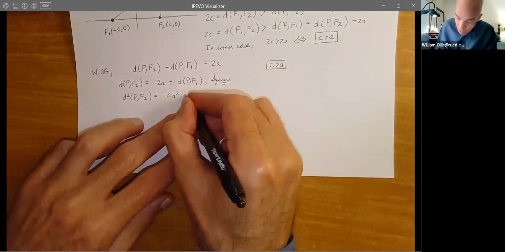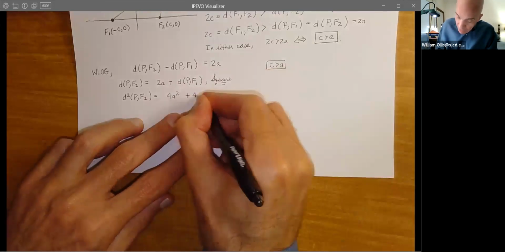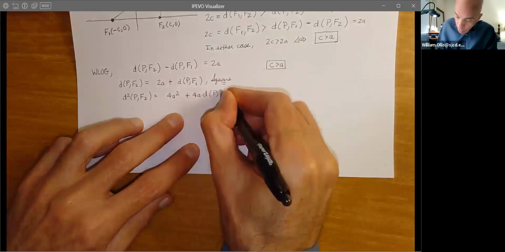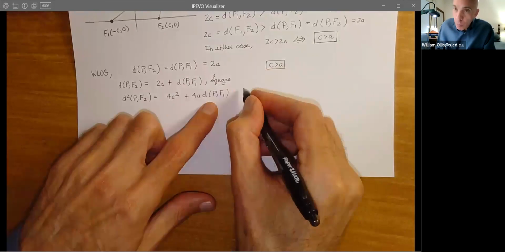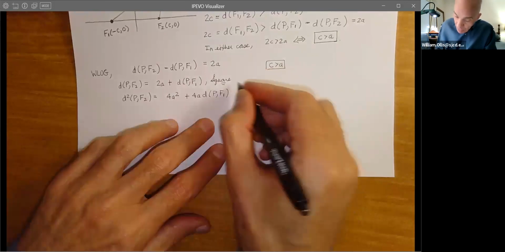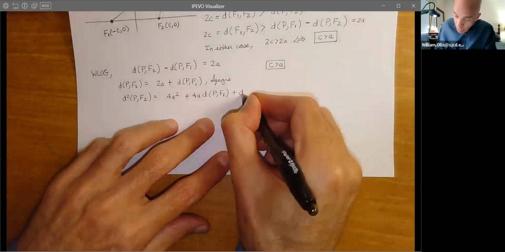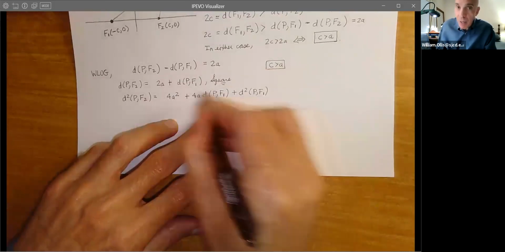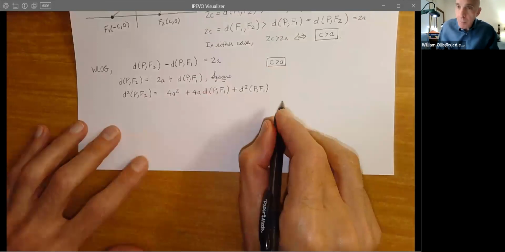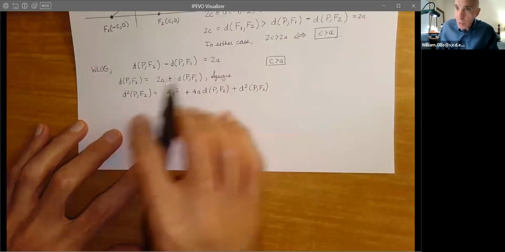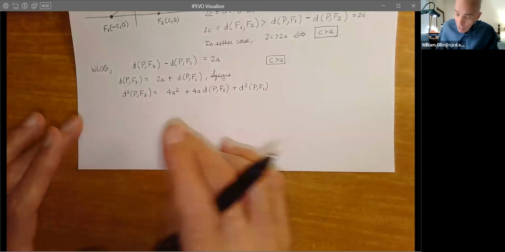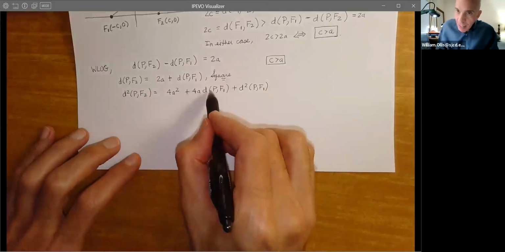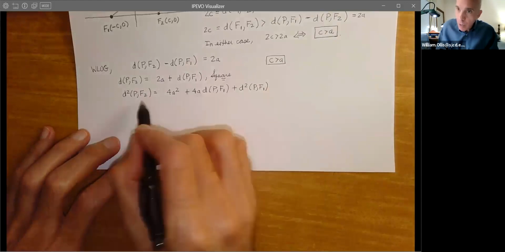So this will be plus 4a times the distance between P and F1 using the inner term of the binomial expansion plus distance squared between P and F1. So just like yesterday, we're doing the symbolic computation here to minimize the amount of drudgery. It's enough as it is. Okay, so now we'll do the same thing we did before. Let's isolate this and put all the other riffraff on the other side.